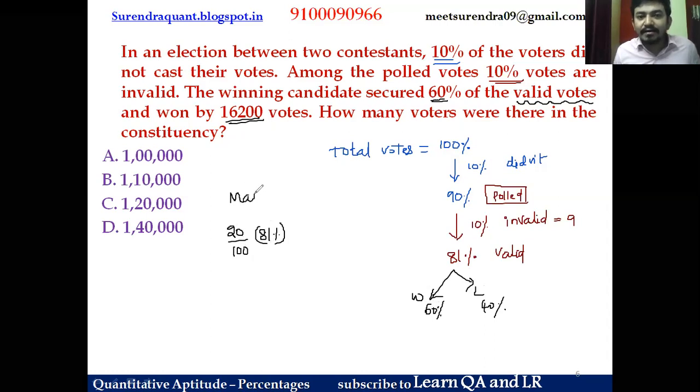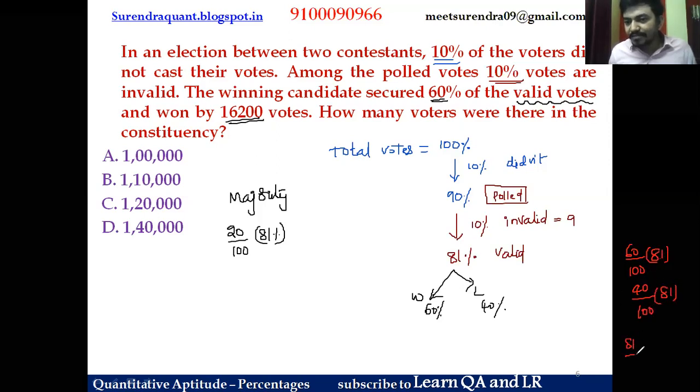So what is the majority here? The difference between winner and loser votes. So winner got 60% of 81. I think that I discussed at the beginning of this discussion. So 60% of 81 is winner and 40% of 81 is loser. If I take 81 by 100 common from both expressions, when I do minus, 60% minus 40% is 20%, right? And that's what I'm trying to write here. So 20% of the valid votes is the majority. So 0 gets cancelled. 81 times 2 is 162 by 10. 16.2% is majority, guys.